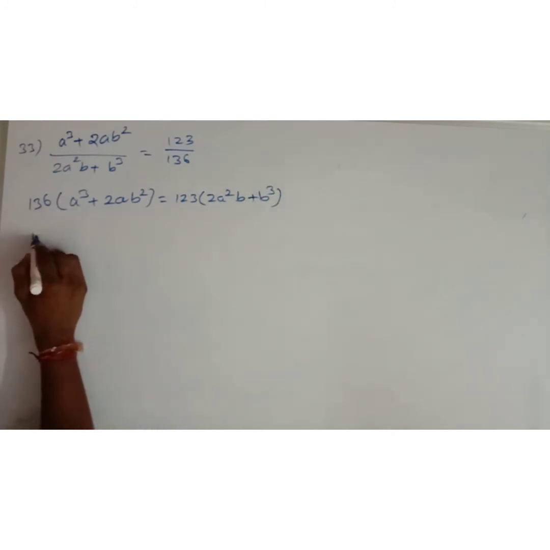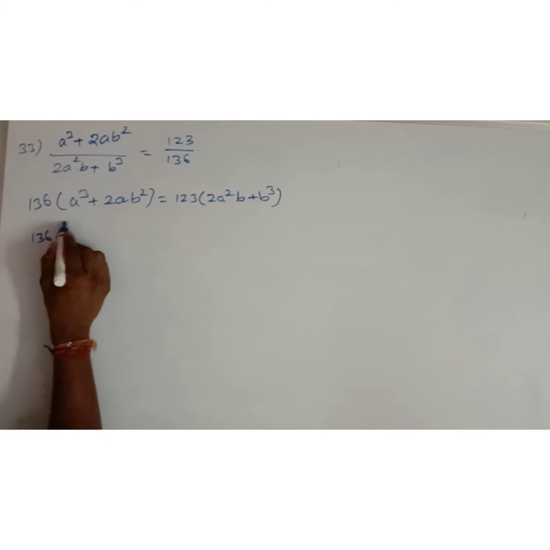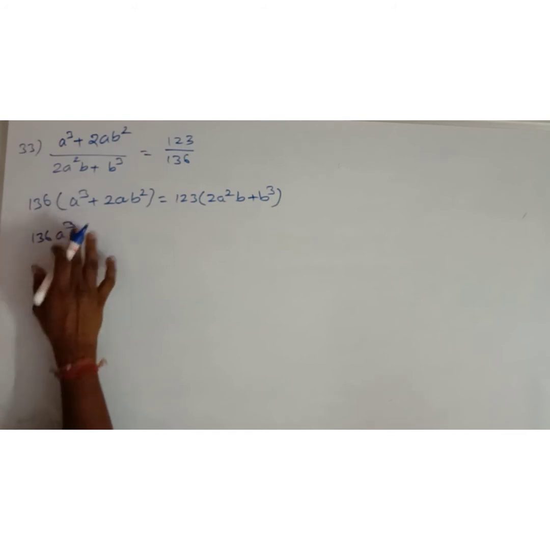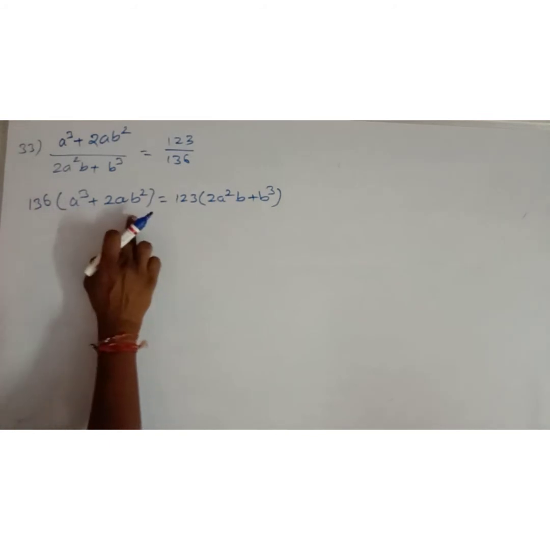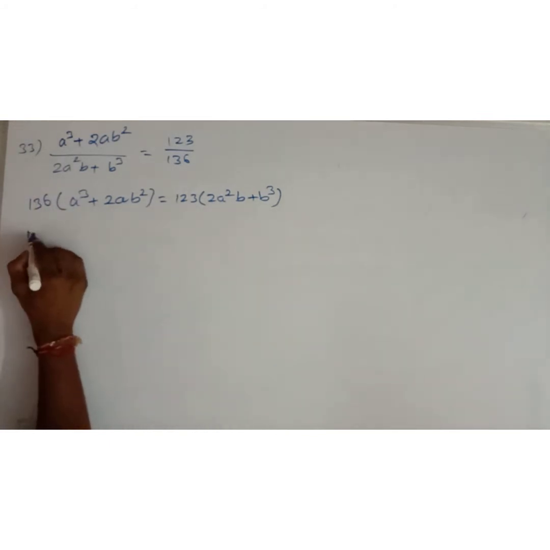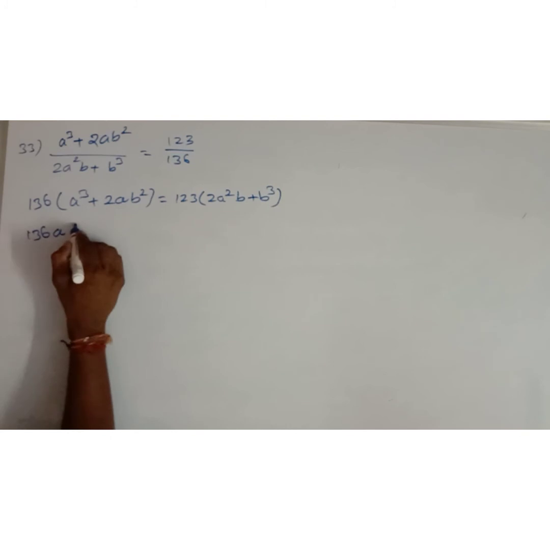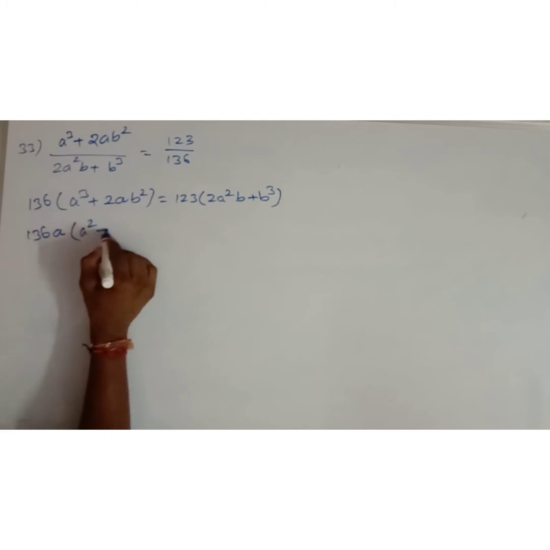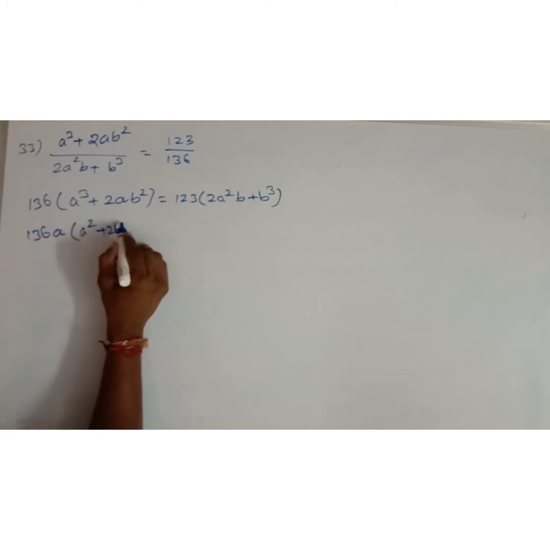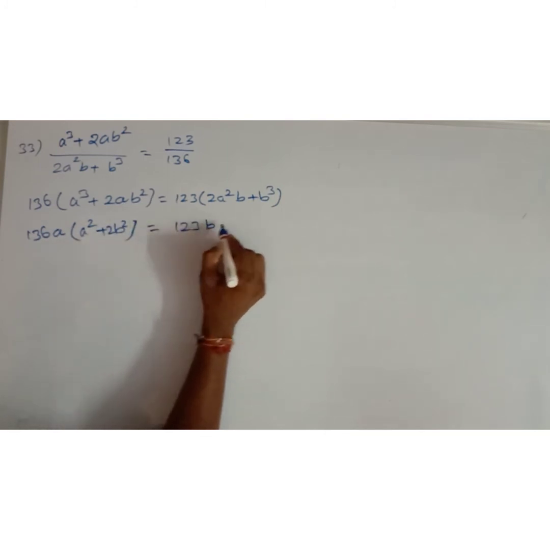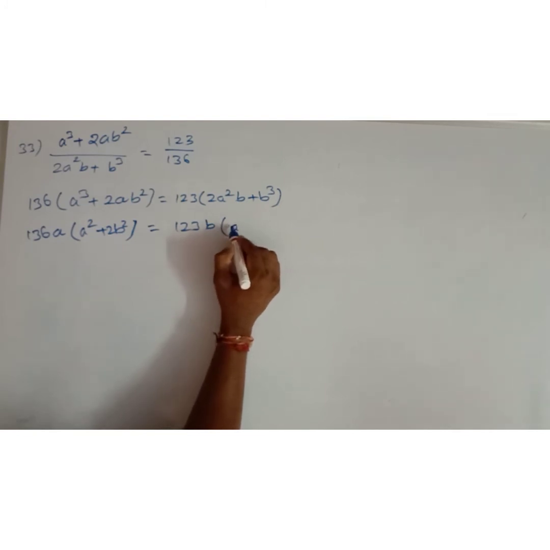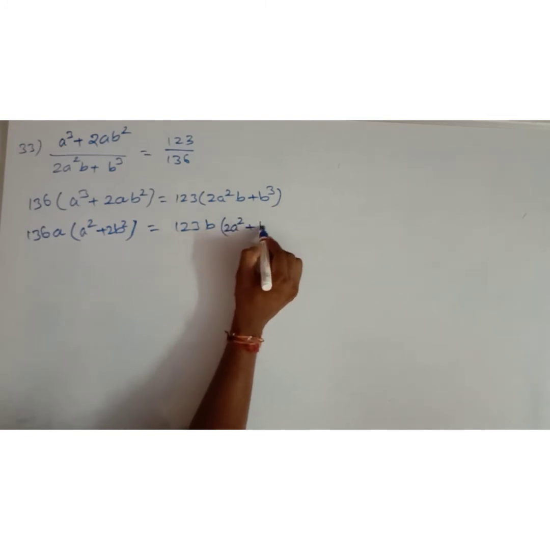136 into a cube is 136 a cube plus... Or I am going to take common. So here in this a is common and in this b is common, that is 136 into a common I am taking, a square plus 2b square is equal to 123 into b common I am taking, 2a square plus b square.